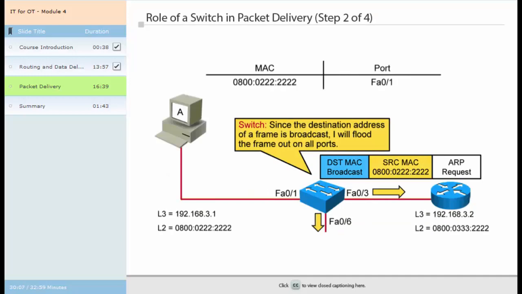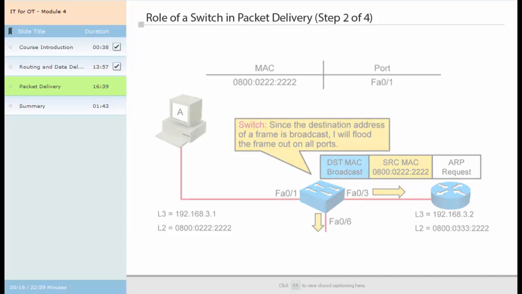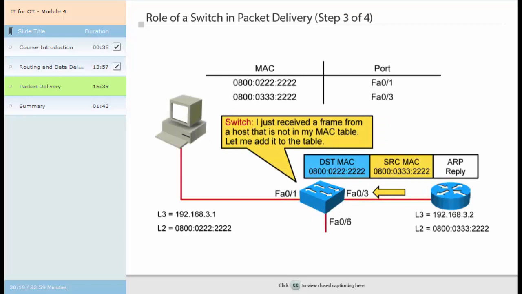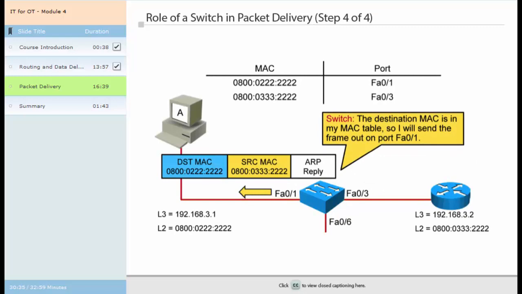Because the destination address of the frame is a broadcast, the switch has to flood the packet out to all of the ports. The only exception is the port on which the switch received the broadcast frame. The router replies to the ARP request and sends an ARP reply packet back to the sender as a unicast frame. The switch learns the port mapping for the new source host from the source MAC address in the frame. The switch adds the port mapping to the MAC address table. The destination address of the frame is found in the MAC address table. Therefore, the switch can forward out the frame on port FA04/1.